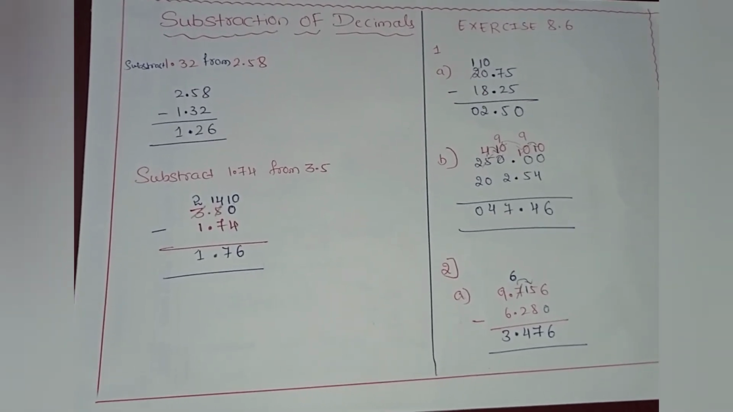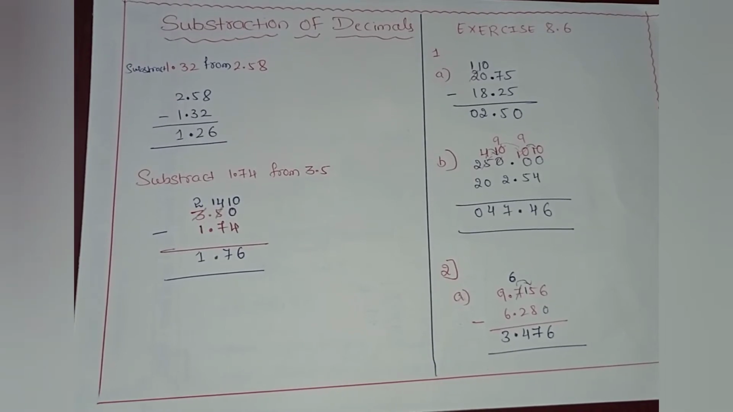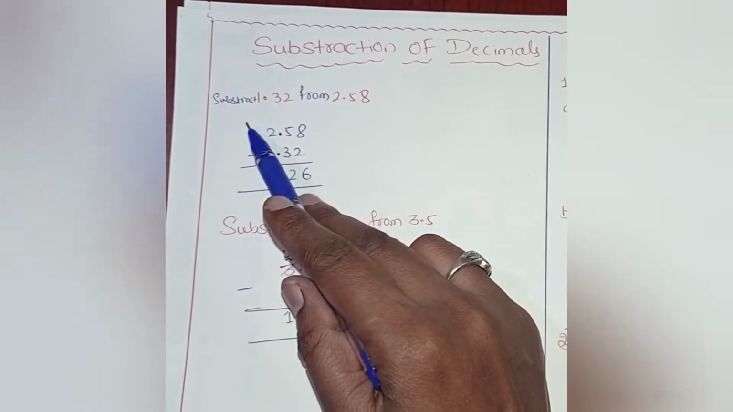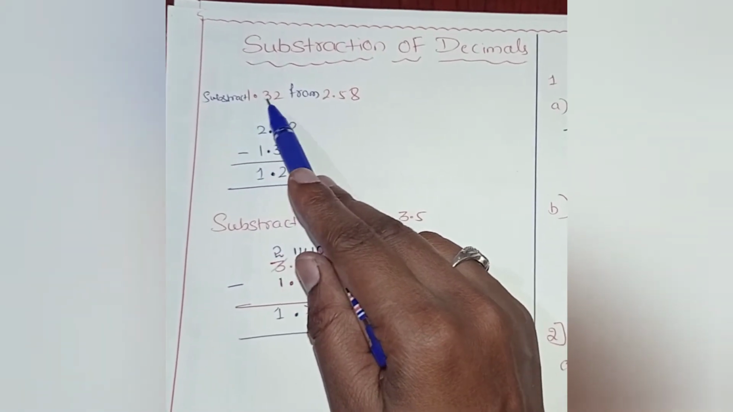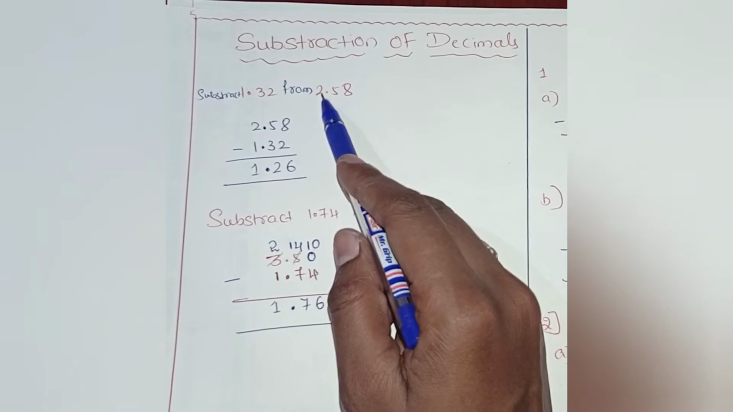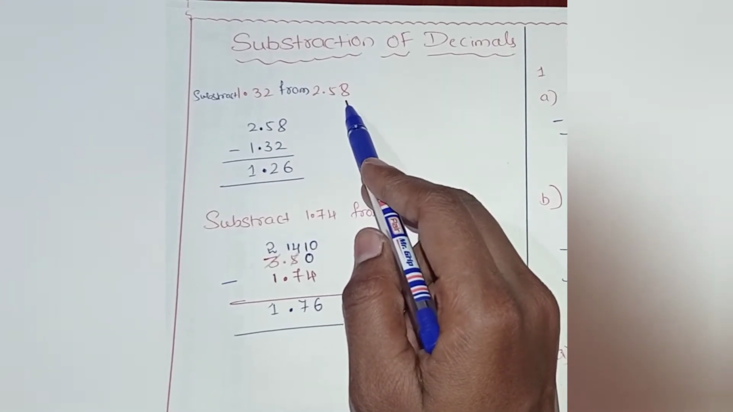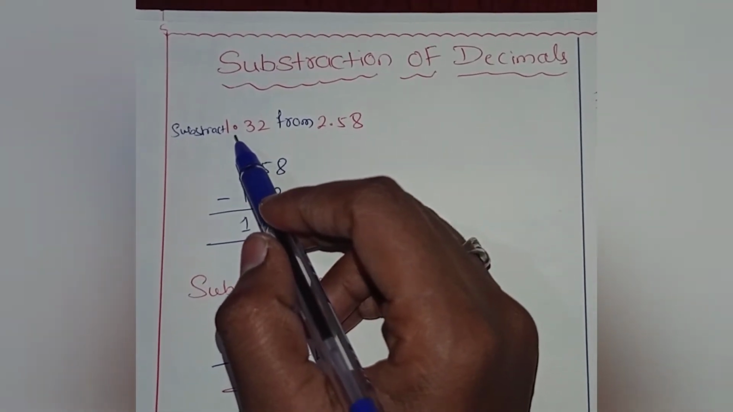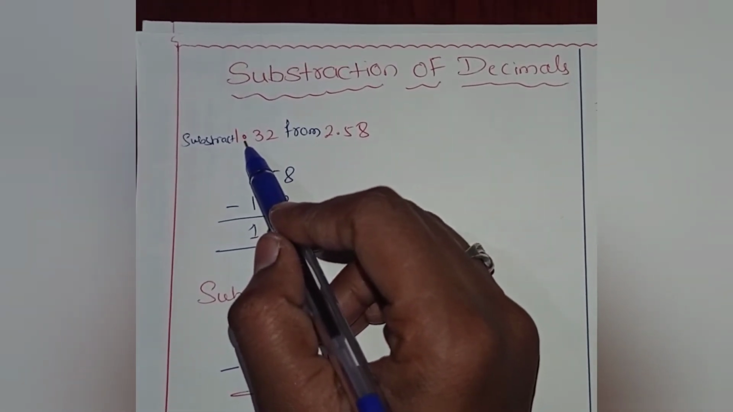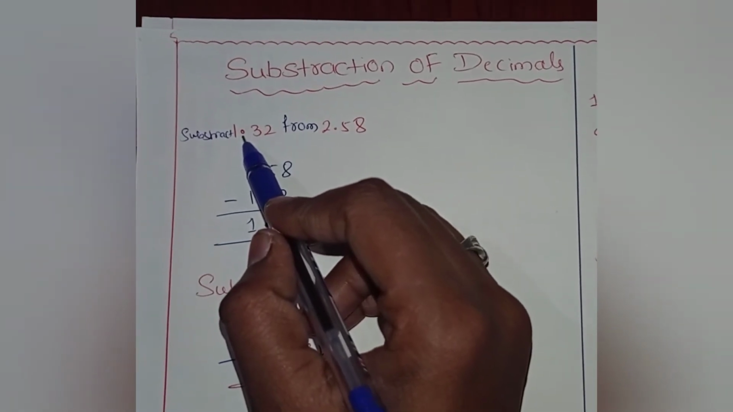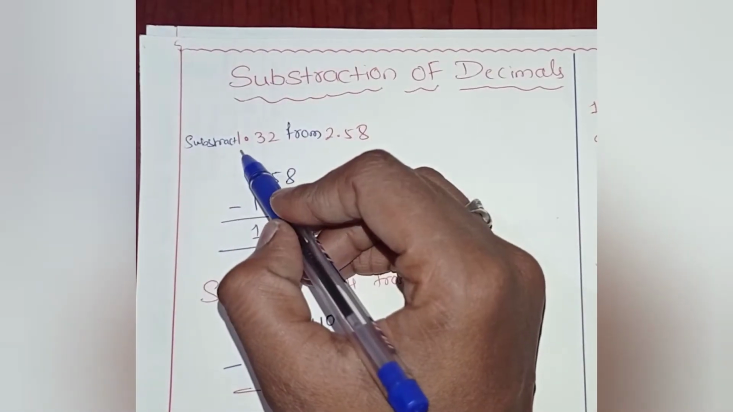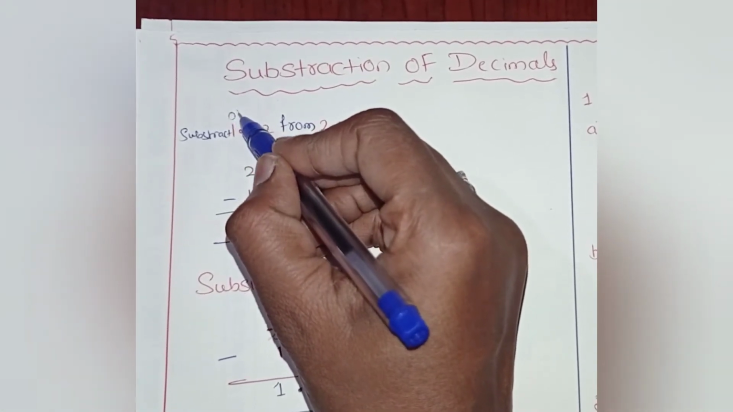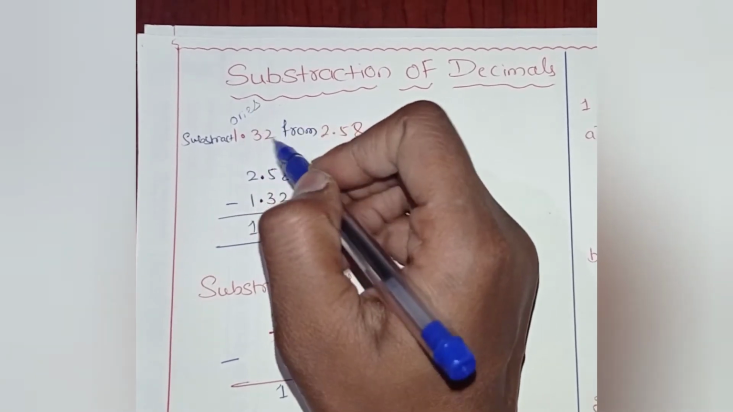So today I'm going to start subtraction of decimals. Okay, children, here: subtract 1.32 from 2.58. You can observe here, where is the decimal point? This is the decimal point, right, children? So what is the first place value before the decimal point? That means this place value: ones, right? O-N-E, yes, ones.